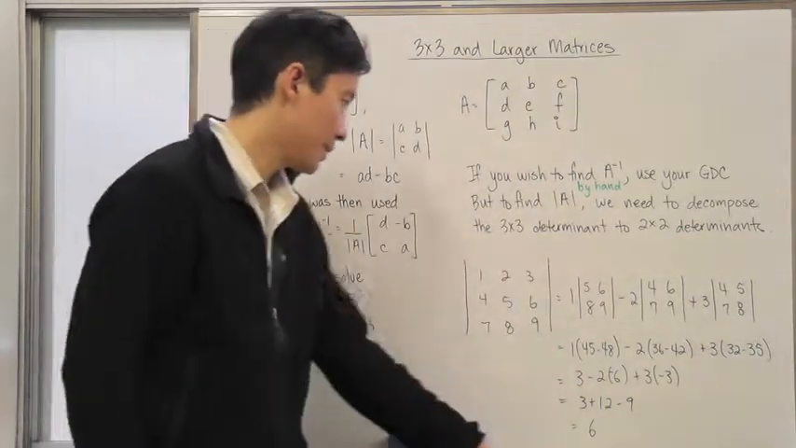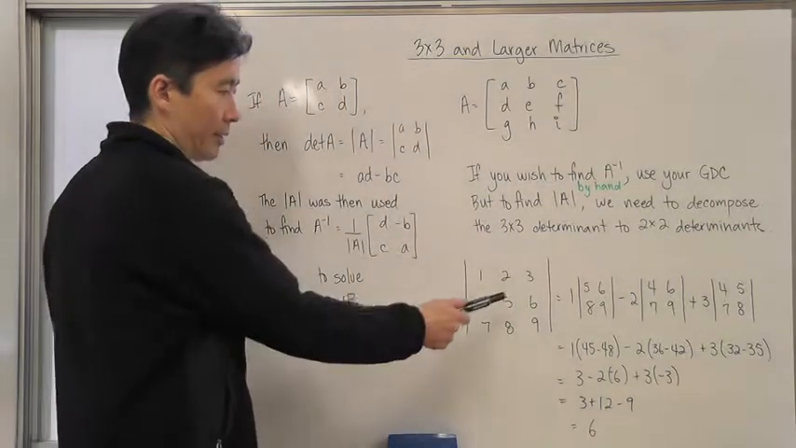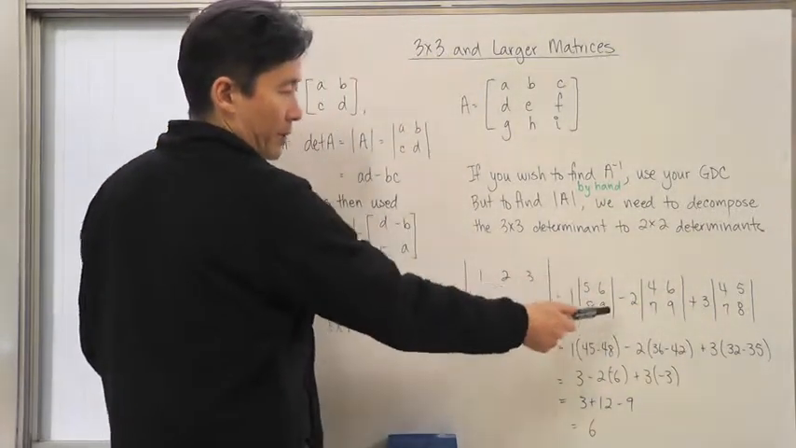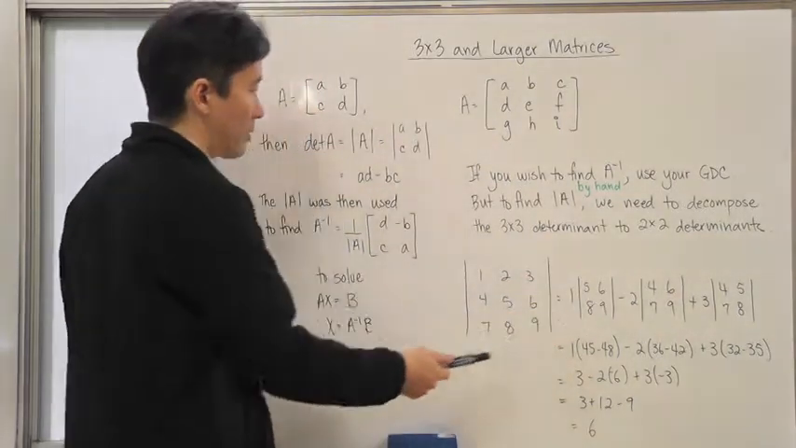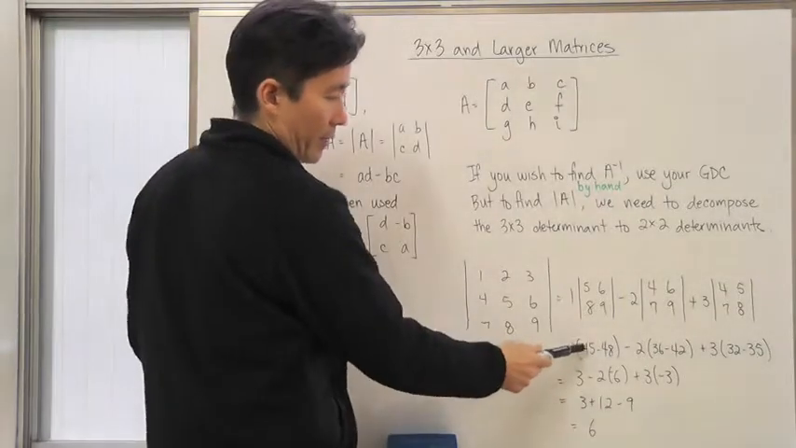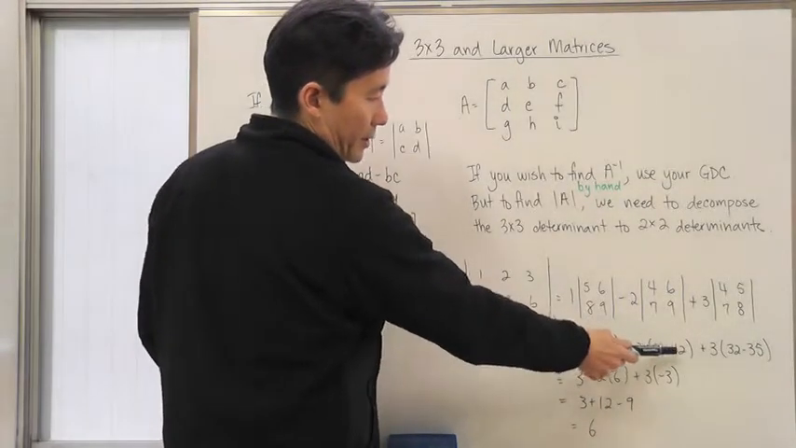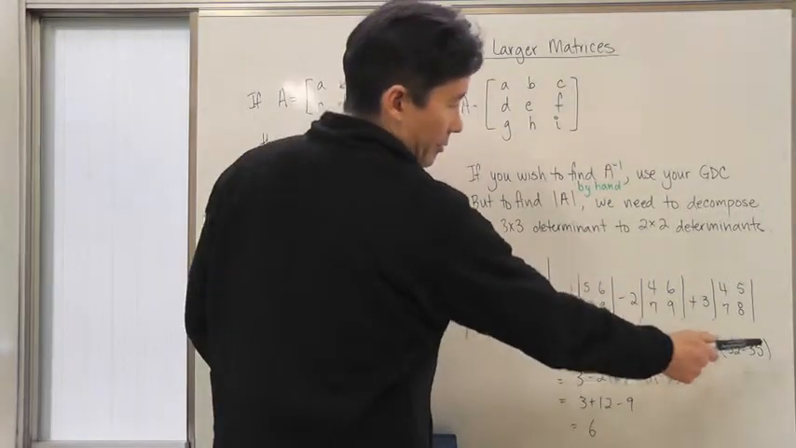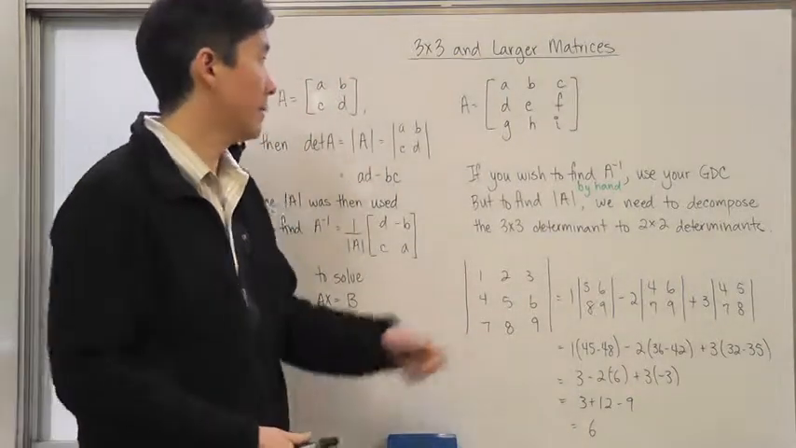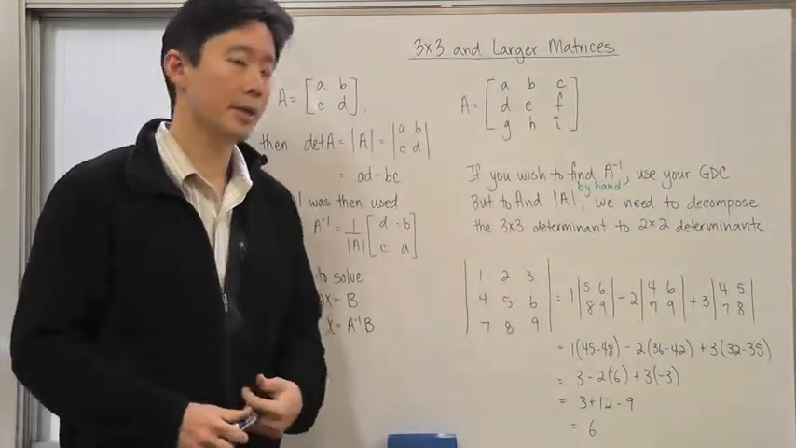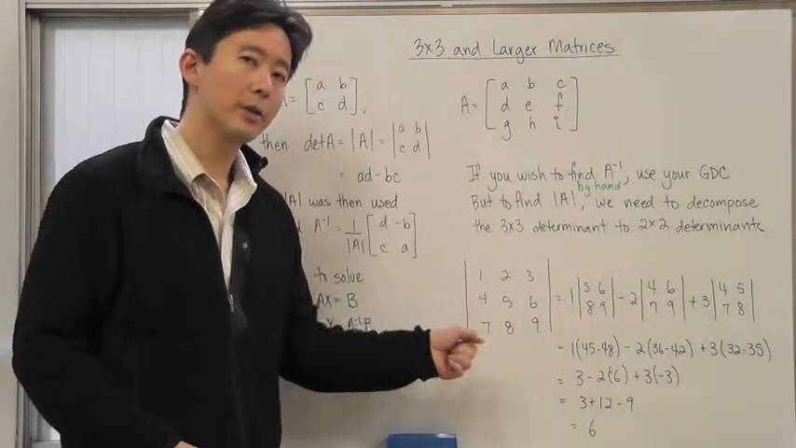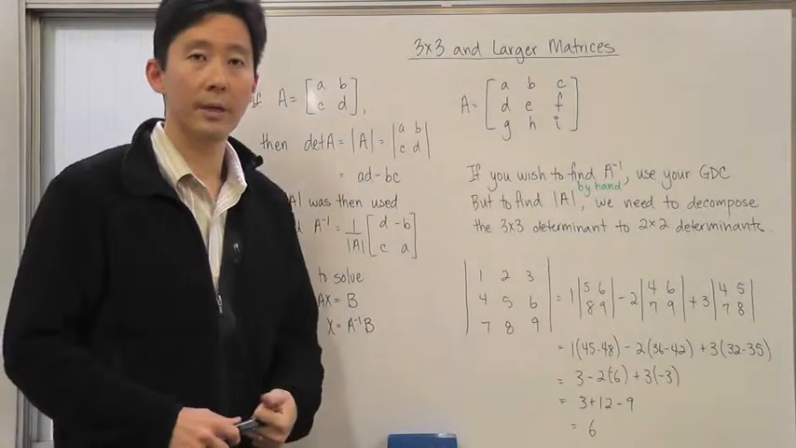So what happens then is that this determinant is decomposed into this here, which is composed of 2x2 determinants, and of course, we know how to evaluate a 2x2 determinant. So we just say 45 minus 48, minus 2 times 36 minus 42, plus 3 times 32 minus 35. We do all the math and we come up with 6. So what do we know about this then? We know that for that particular determinant, the value is 6. That particular matrix is a non-singular matrix.